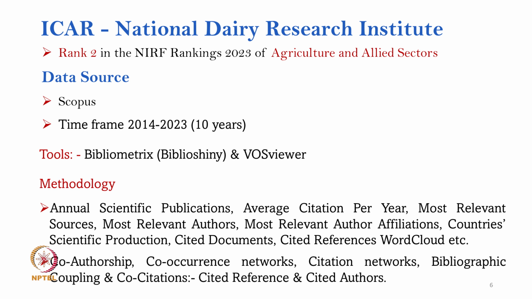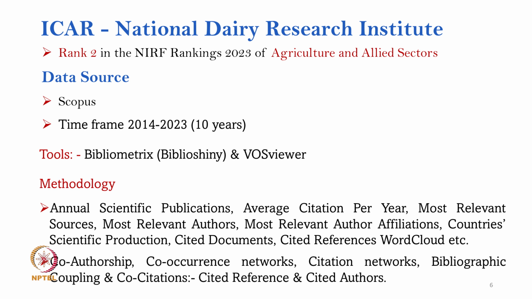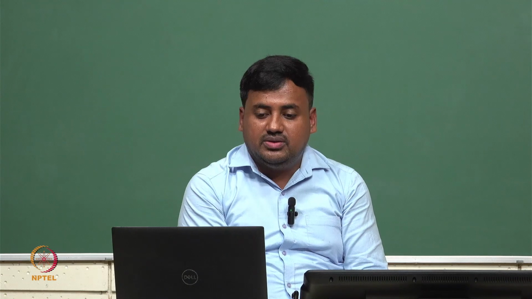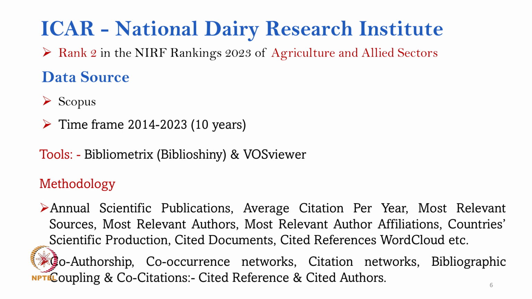For this case study, I have selected the research organization called the National Dairy Research Institute, which is ranked 2 in the NIRF ranking 2023 in the agriculture and allied sciences area. We have chosen Scopus as the data source, because in earlier case studies you saw the analysis of research impact using data from Web of Science. For this practice, we have chosen the Scopus database, and we will do the analysis using biblioshiny, bibliometrix, and VOSviewer. Let's start with how we can download the data from Scopus.